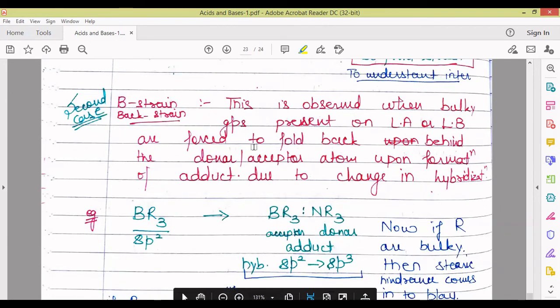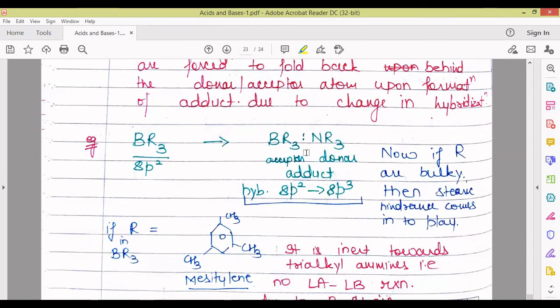From here you will be able to understand the definition: when the groups present on Lewis acids and bases are forced to fold back, that means reduce their bond angle behind the donor or acceptor atom upon the formation of an adduct. So upon the formation of the adduct, what will happen here? sp2 changes to sp3. That means the bond angle is getting reduced from 120 to 109 degrees.